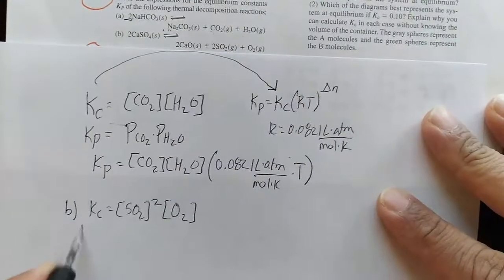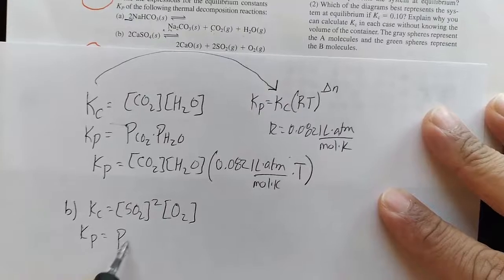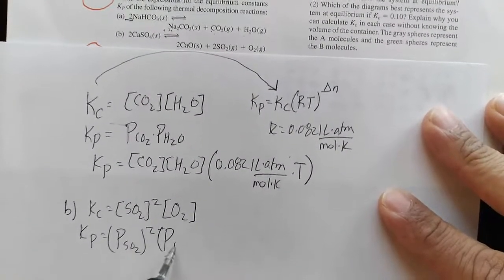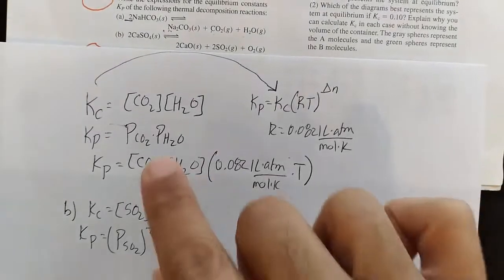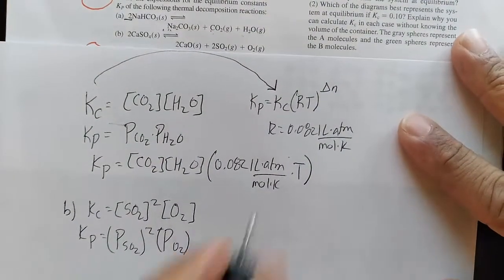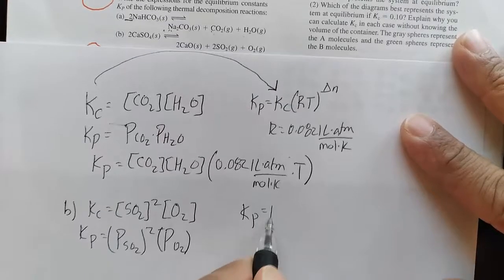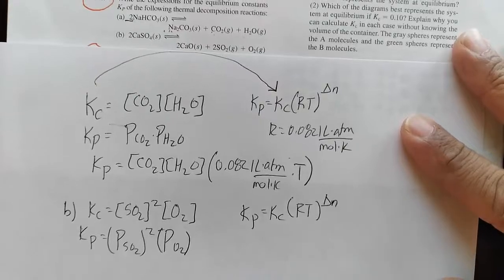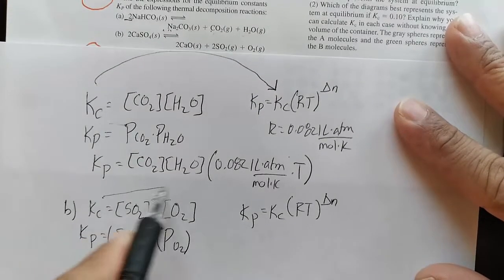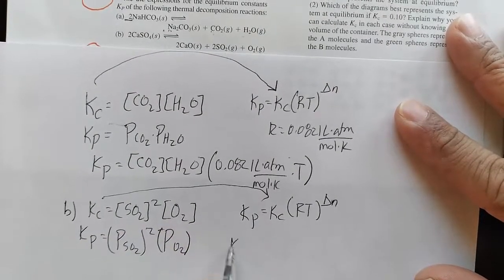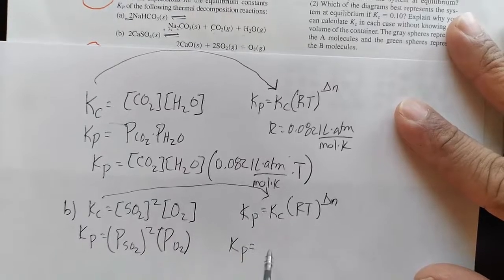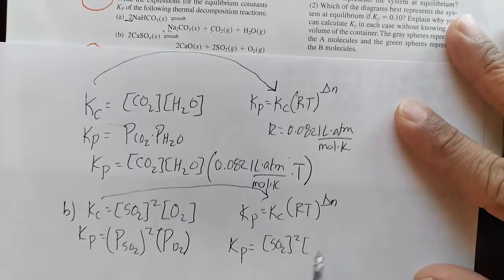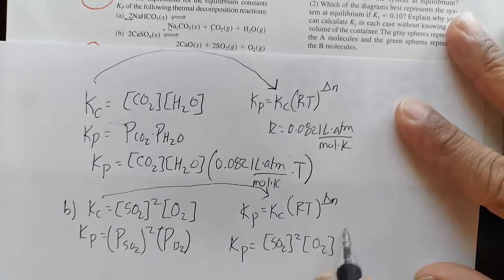We can also do a Kp, which is going to be the pressure of SO2. We can square that times the pressure of O2 gas. So we can do the exact same thing here, and realizing that Kp is equal to Kc times RT, all of that raised to the delta N. This is one way we can solve this problem. We can put everything in terms of Kp, which would be the concentration of SO2. Don't forget to square now. Concentration of O2.